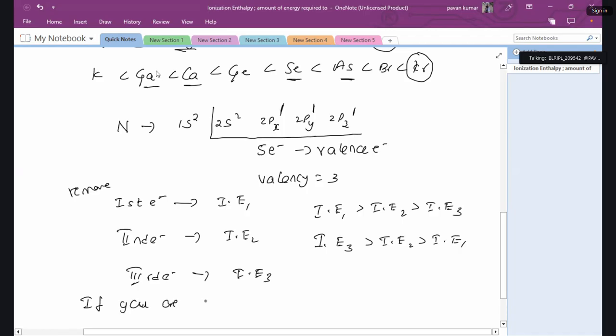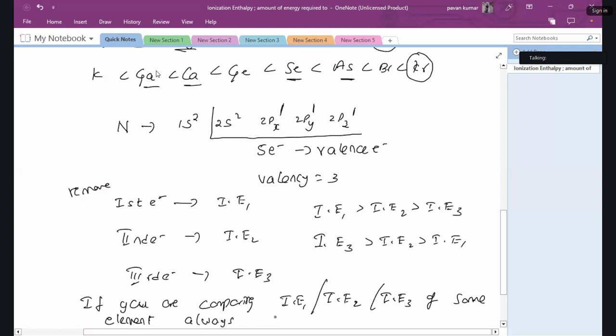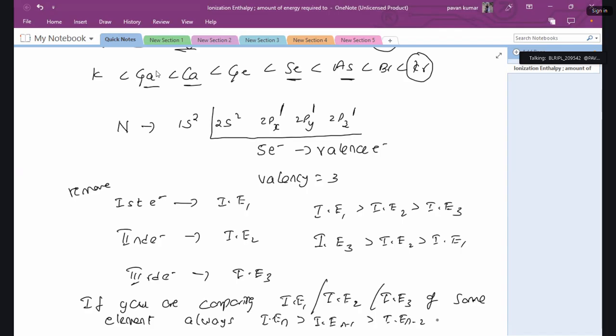If you are comparing IE1, IE2, IE3 of the same element, always IEn is greater than IEn minus 1, greater than IEn minus 2, and so on. No doubt in that. For any element it is. Not only for a single element, not only for nitrogen, not only for boron or something, for any element.